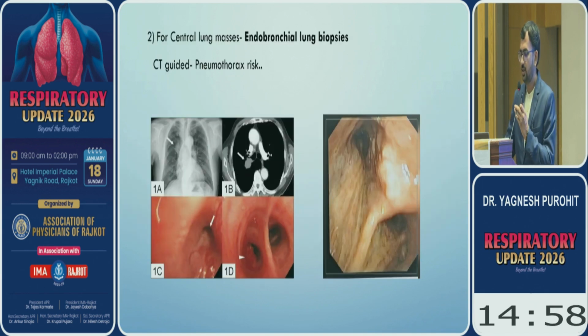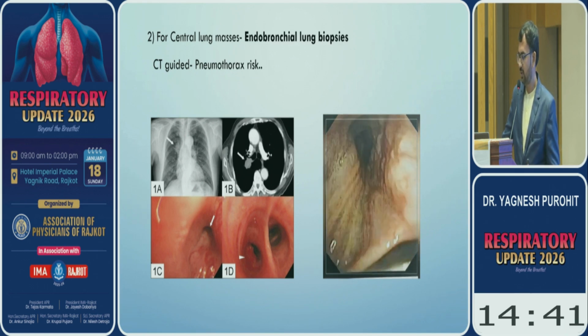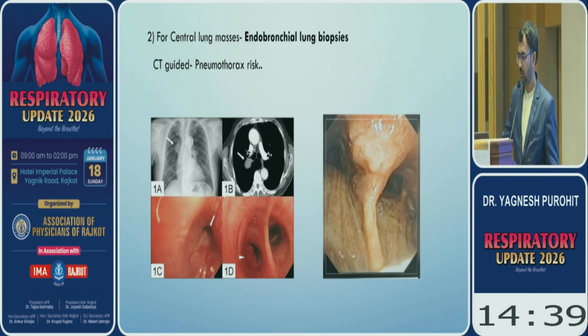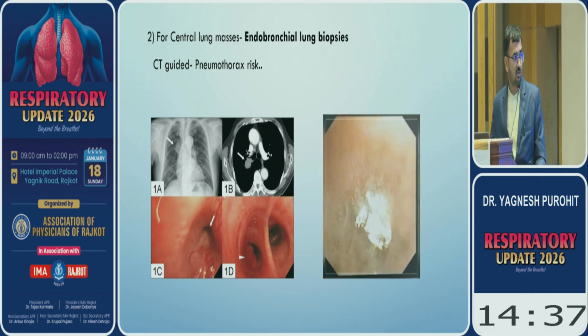Then the second indication is for central lung masses. If the lung mass is central, not peripheral, then CT guided biopsy also becomes difficult, and the risk of pneumothorax increases with the CT guided biopsy. And with bronchoscopy, we can easily go into the airways, and then we can have a bronchoscopic biopsy. So this is what the video is showing.